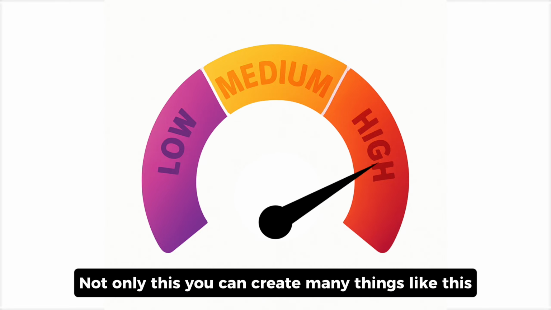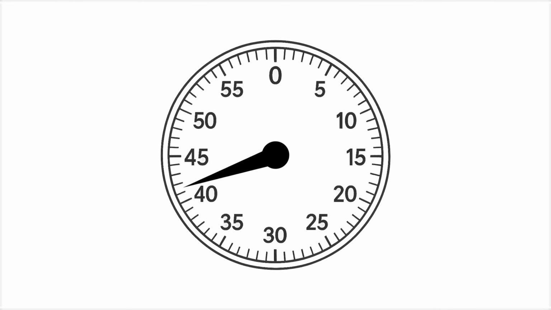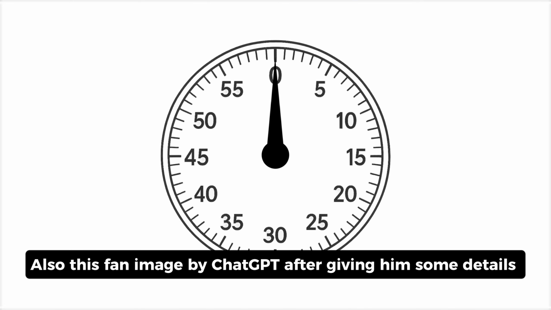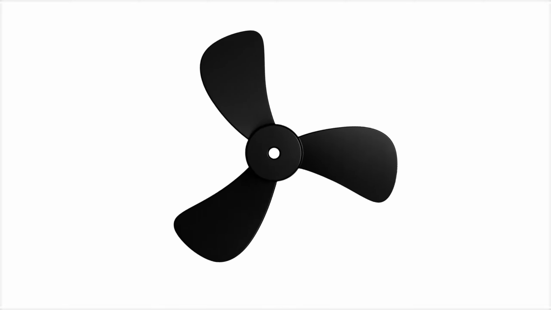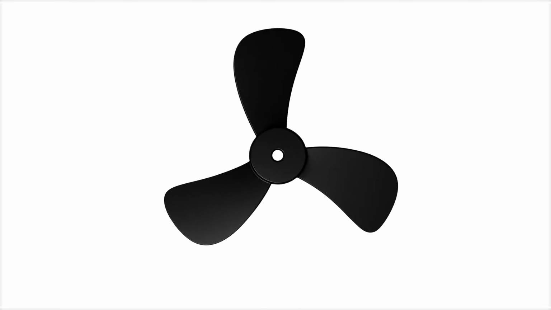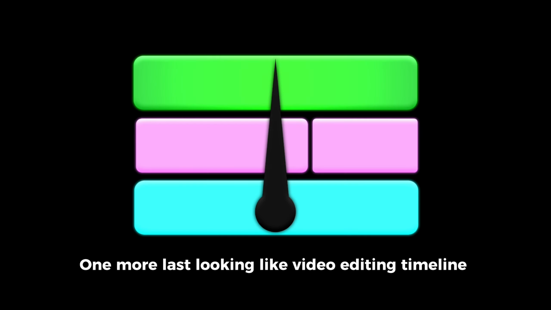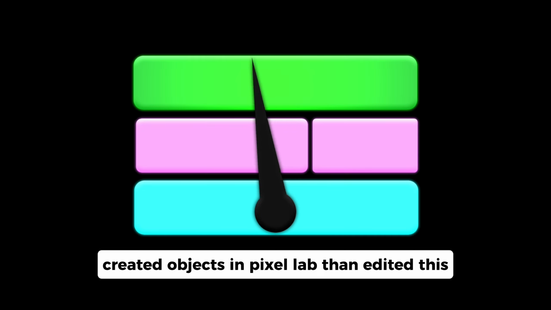Not only this, you can create many things like this. Also this fan image was made by ChatGPT after giving it some details. Moving nicely after giving keyframes and graphs. One more last one, looking like a video editing timeline. Created objects in PixelLab, then edited this.